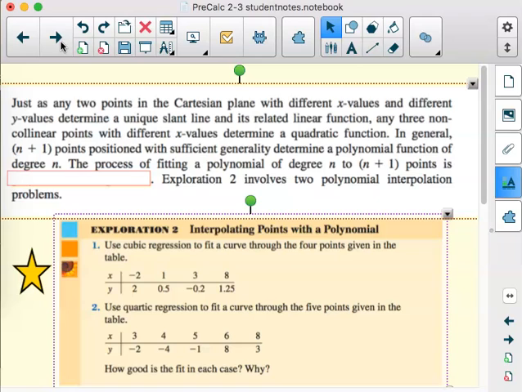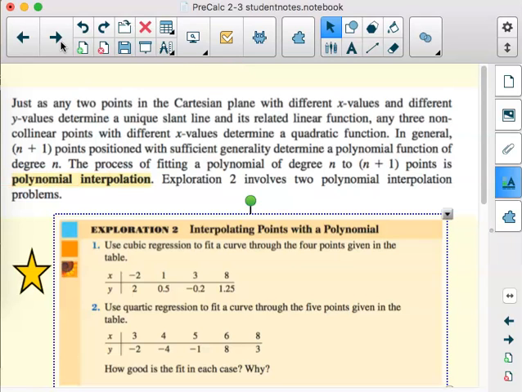Any 3 non-collinear points with different x values determine a quadratic. Interesting. 2 points give you one line, power of 1. 3 points give you a quadratic, degree 2 polynomial. In general, n plus 1 points in sufficient generality determine a polynomial function of degree n. The process of fitting a polynomial of degree n to n plus 1 points is called polynomial interpolation.